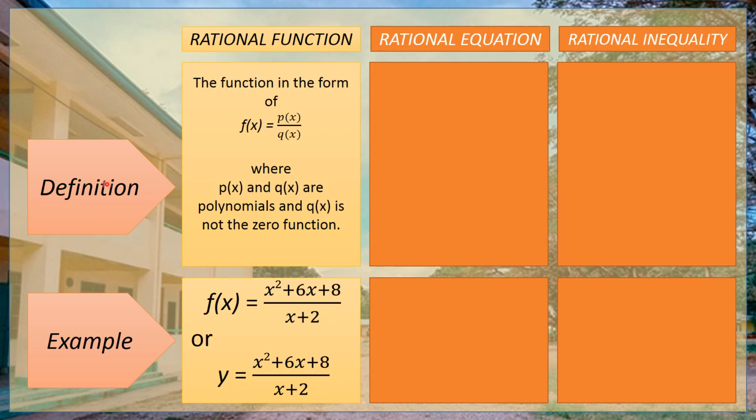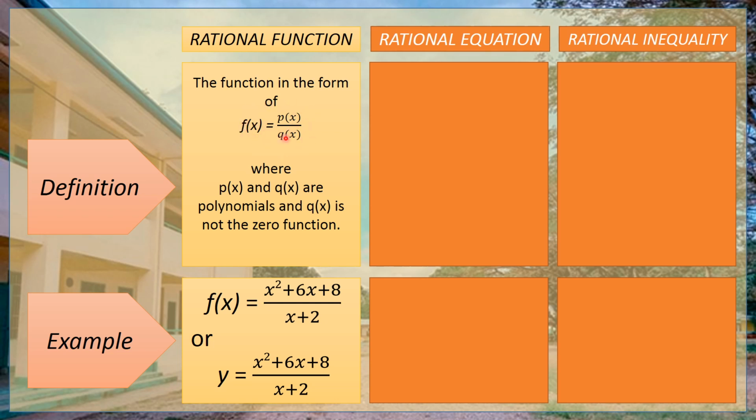So, rational function is defined as the function in the form of f of x is equal to p of x over q of x, where p of x and q of x are polynomials and q of x is not the zero function. So, sabi niya, kailangan yung rational function ay in the form of this, like this. Yung f of x na yan, pwede rin natin siyang palitan ng y. Okay? So, in the form of this.